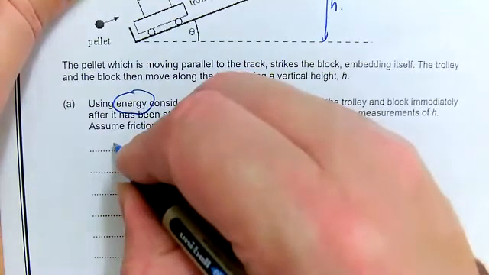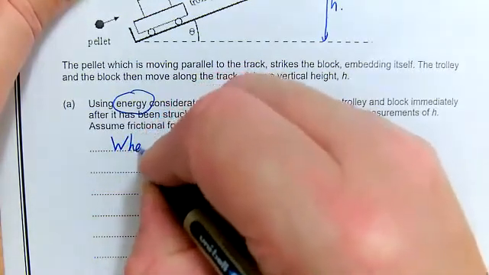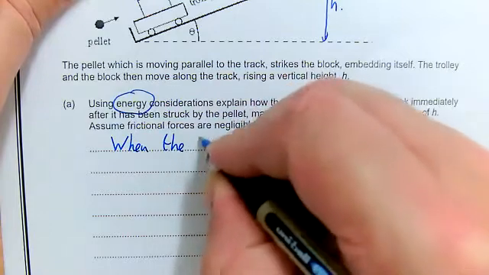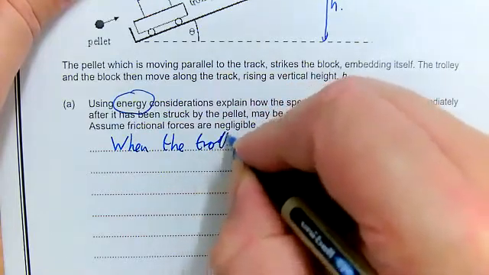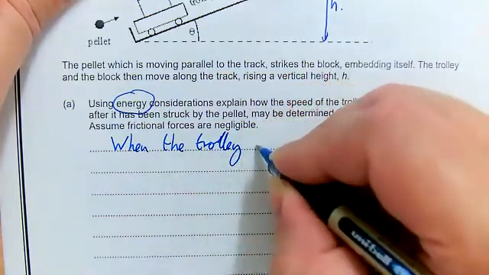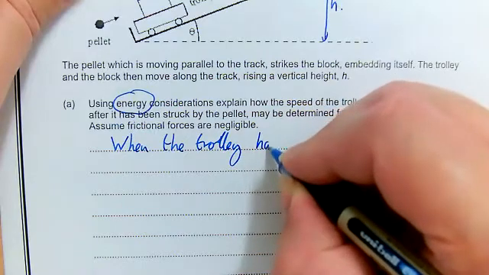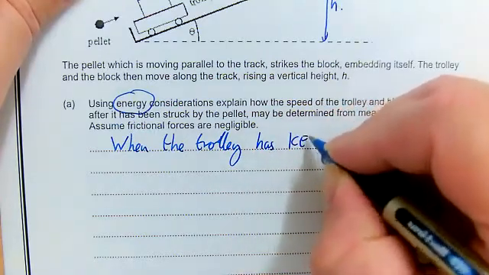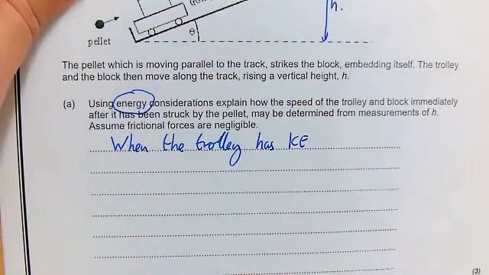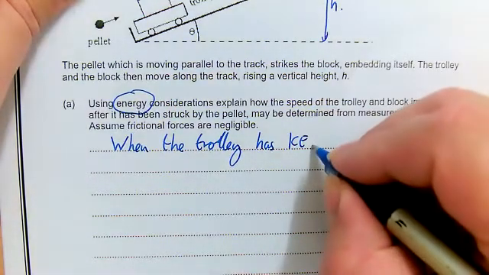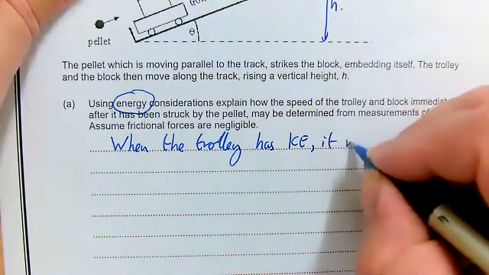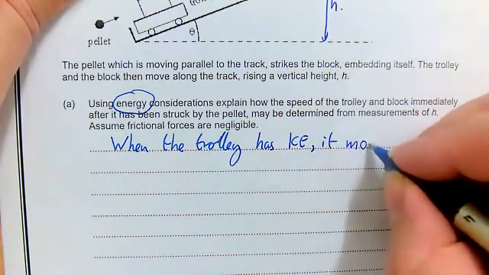So we can say that when the trolley has kinetic energy, it moves up the ramp.